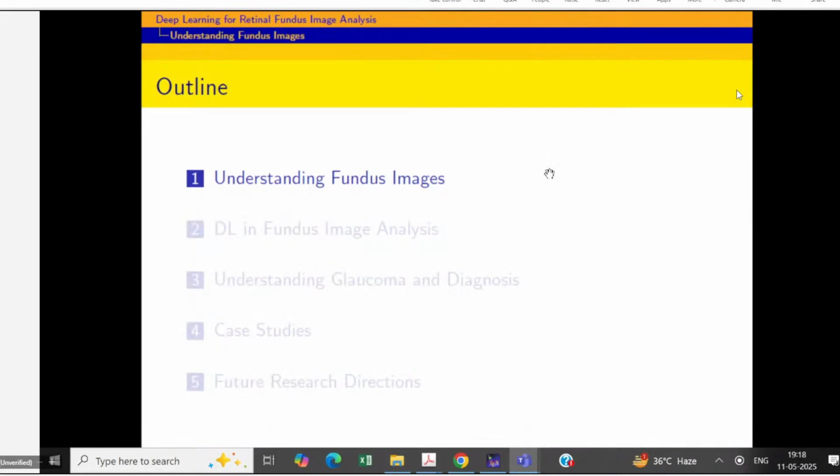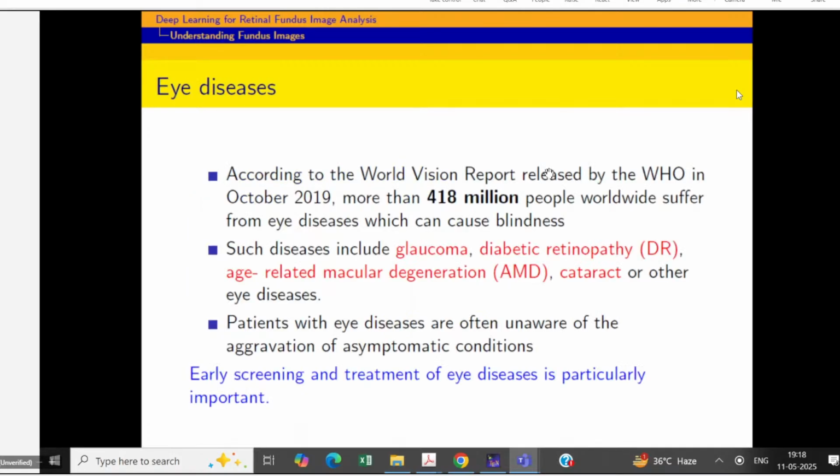So as we all know, the total number of eye disease cases is really high if you look at the current scenario. There's a statistic from 2019 by WHO that 418 million people suffer from eye disease. Such diseases include glaucoma, diabetic retinopathy, age-related macular degeneration, cataract, myopia, and several other diseases. In India, the most common eye diseases are diabetic retinopathy, cataract, and glaucoma.